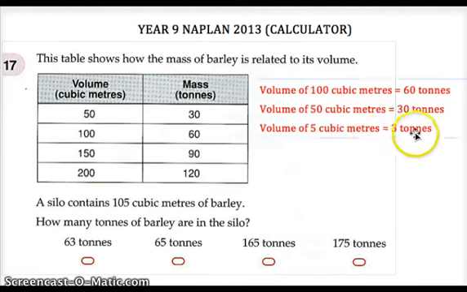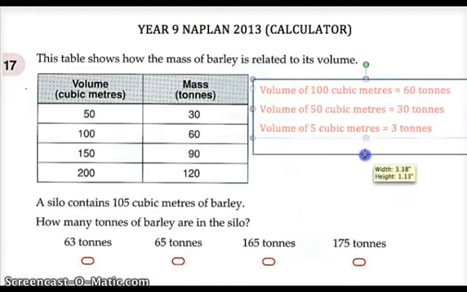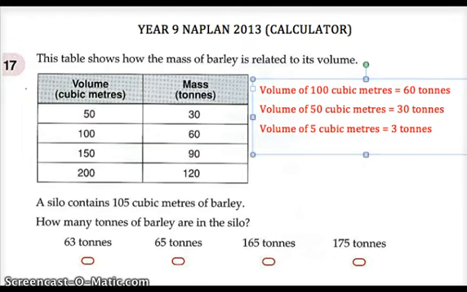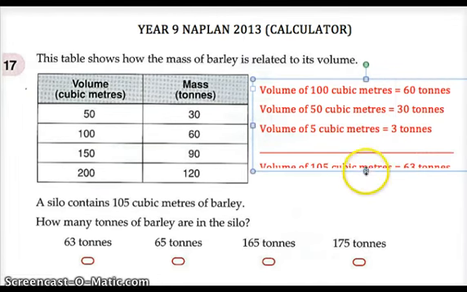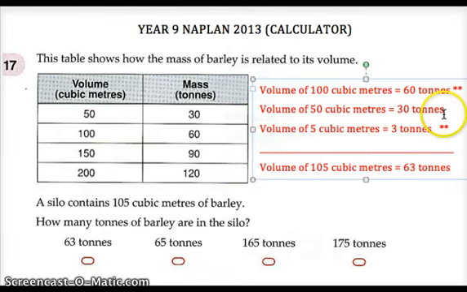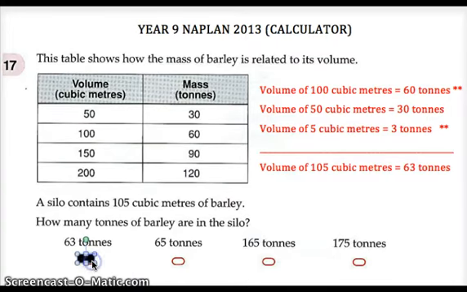So to find 105 cubic metres, we can add together 100 cubic metres and 5 cubic metres. So we'll just add these two rows that I'm putting a star next to. So 100 cubic metres plus 5 cubic metres is 105 cubic metres. 60 tonnes plus 3 tonnes is 63 tonnes. So the answer would be 63 tonnes.